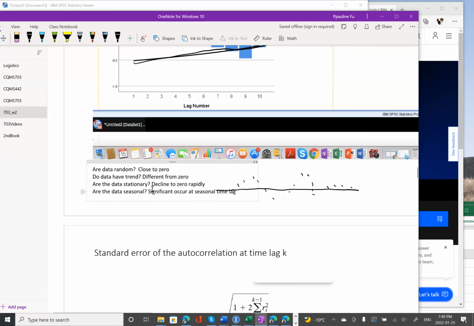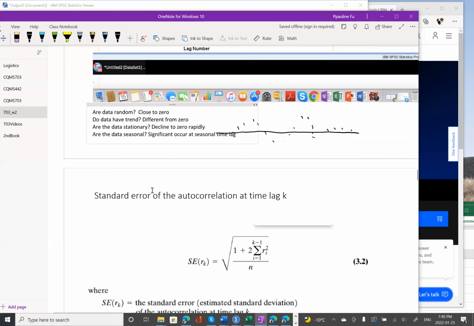Any questions? How would you determine if it's seasonal or if it's cyclical, like if it's kind of in line with the seasons? Can you say it's seasonal, or would it still be cyclical?